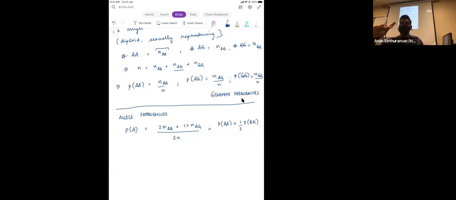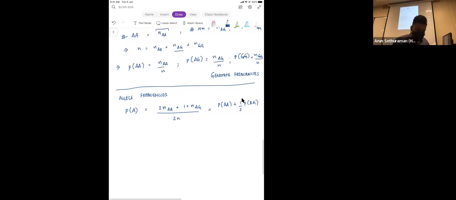It's not the other way around, unfortunately, and we'll talk about why in a second. Similarly, if you do the math, P of G is equal to 2 times NGG plus 1 times NAG, divided by 2n. So this is just the genotype frequency of GG plus 1/2 times the frequency of AG.